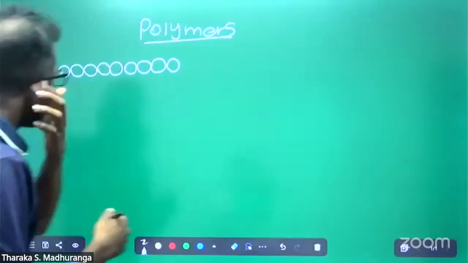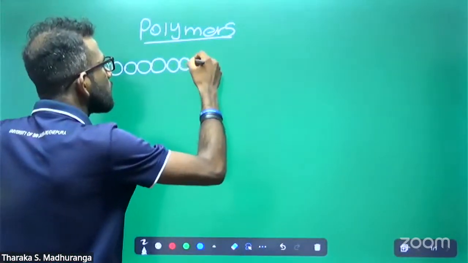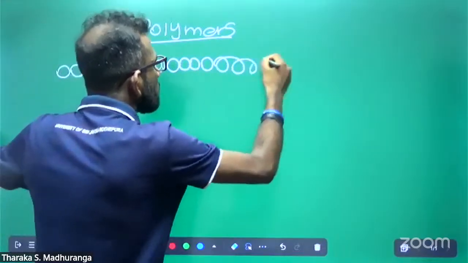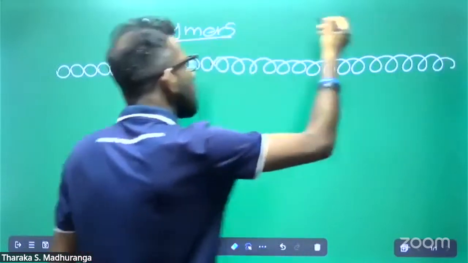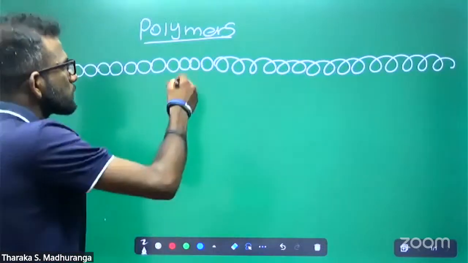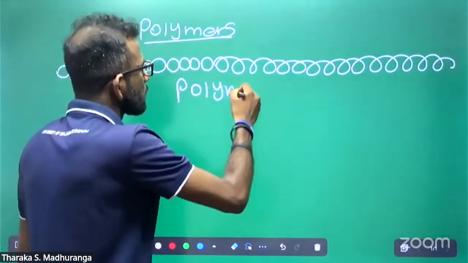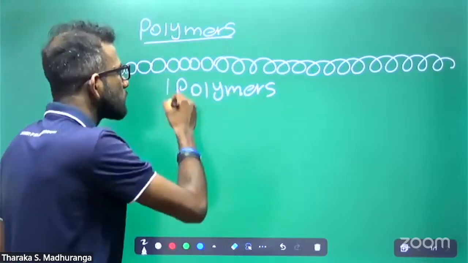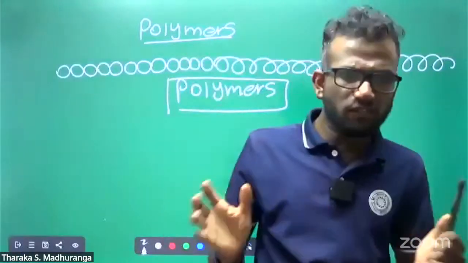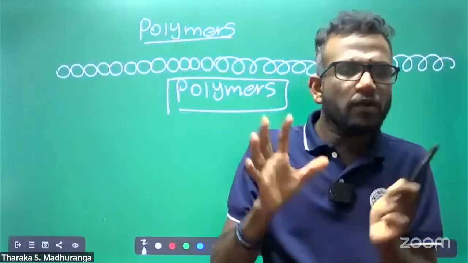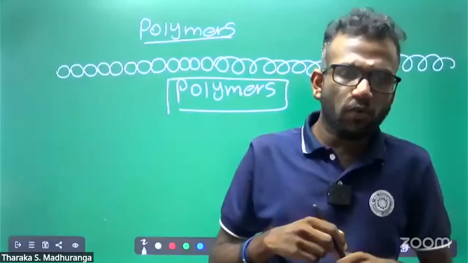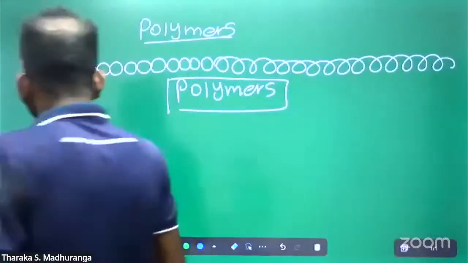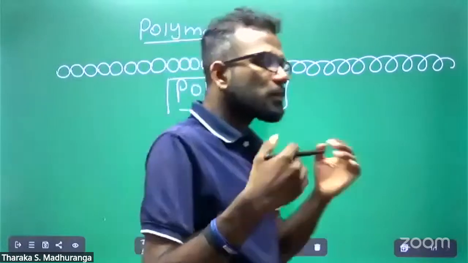Then a polymer means many small compounds combined as a chain, producing large complex structures that we call polymers. They are the polymers. And how do we define a polymer? This lesson is very simple. Many small compounds forming large scale complex structures that we call polymers.